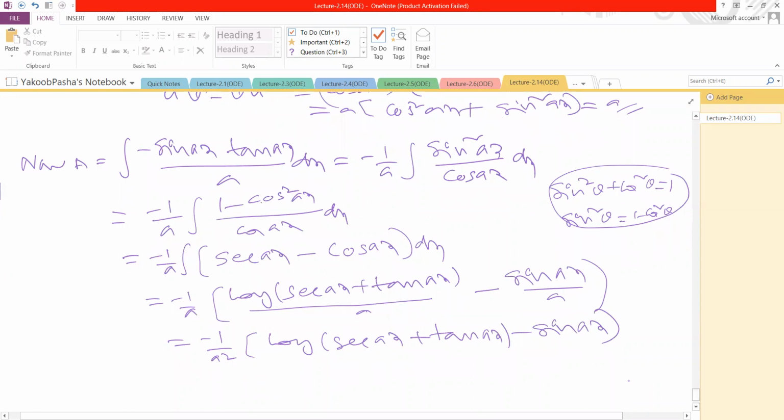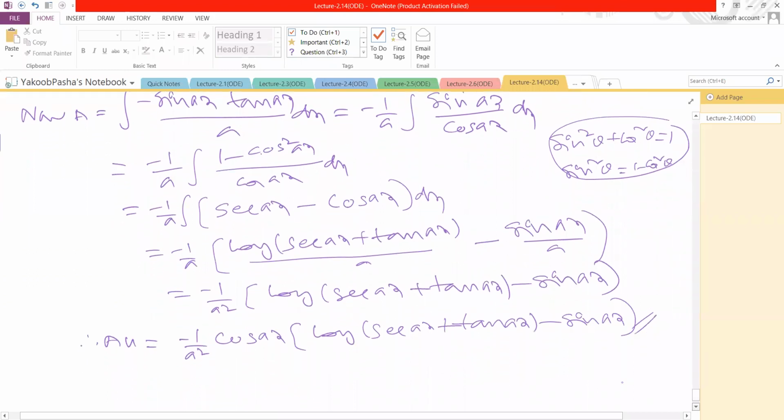Now we have to find Au. Therefore, Au is equal to minus 1 by a square. U is equal to cos ax. So cos ax of the same term, log secant ax plus tan ax minus sin ax. Okay, this is the Au value.